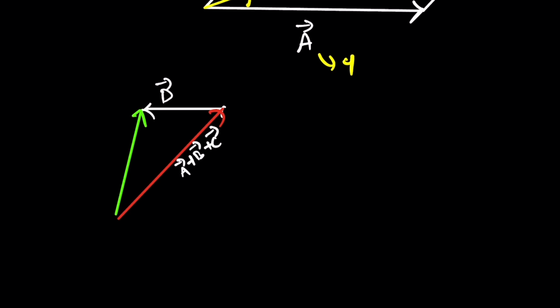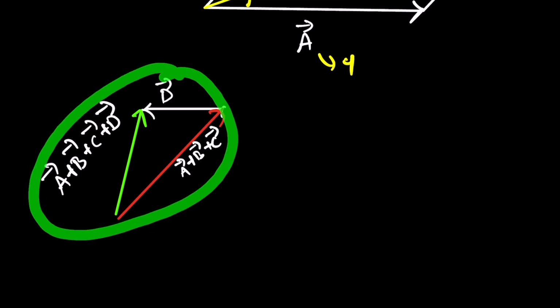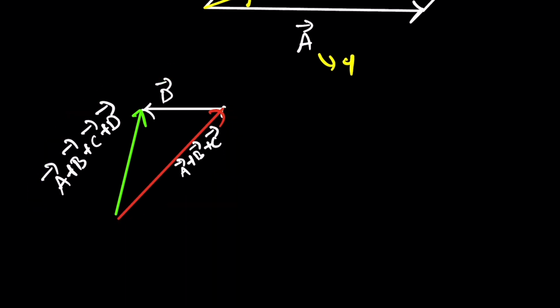This represents A vector plus B vector plus C vector plus D vector. I hope you get the idea. And polygon law is nothing but multiple applications of the triangle law. Okay, that's about polygon law. So let's go back.